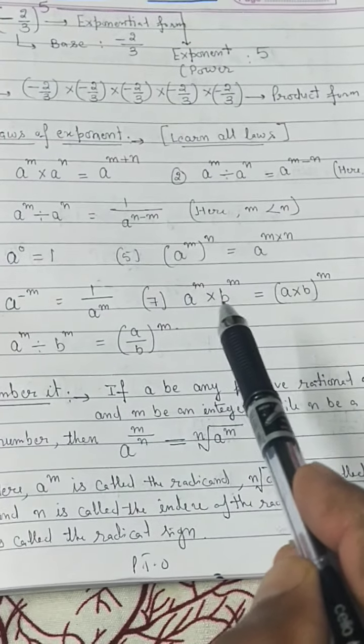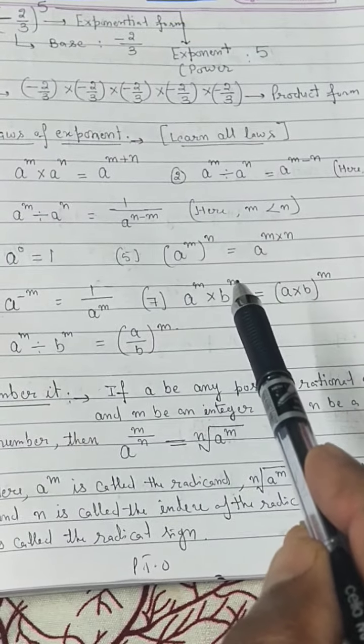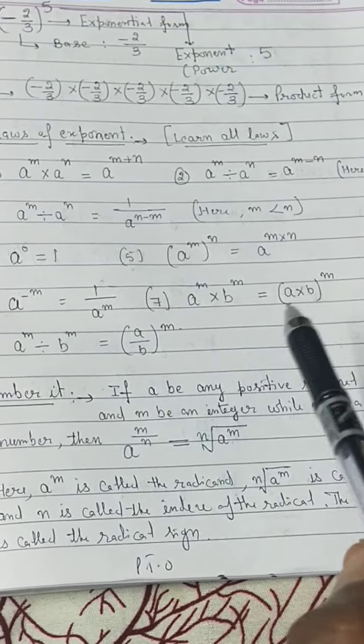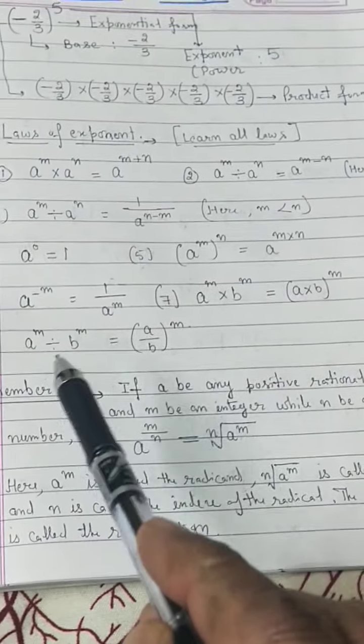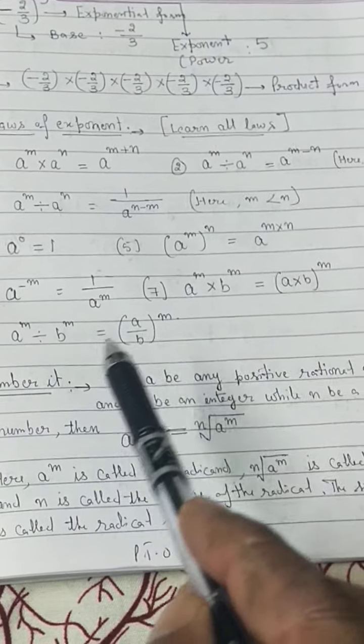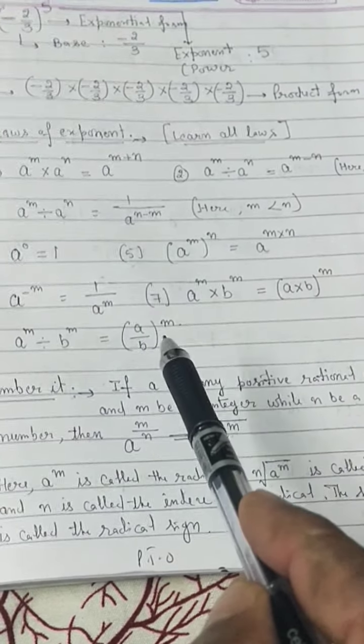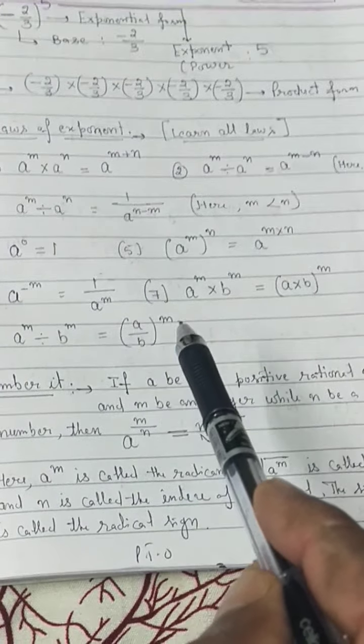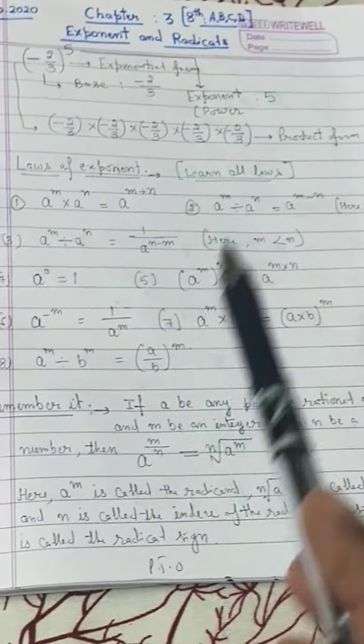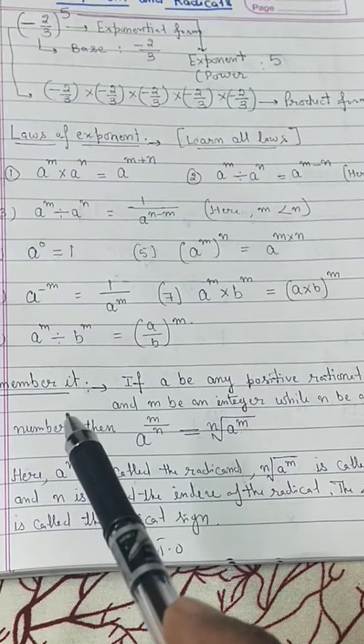Seventh, a and b are two rational numbers and m is an integer. Then this is equal to a into b whole to the power m. And the last one is for division: a divided by b whole to the power m, or a upon b whole to the power m. Next is the main part of this class, so remember it.